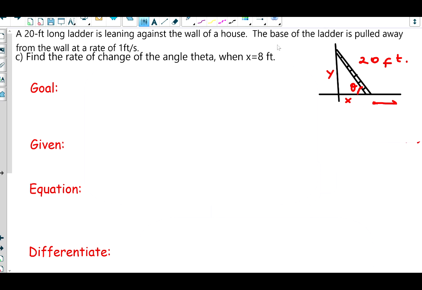So that premise has not changed. We just are, instead of finding the rate of change of y or the rate of change of area, now we're asked to find the rate of change of the angle. Again, the length of the ladder is given, fixed at 20. We can put that in there right away.